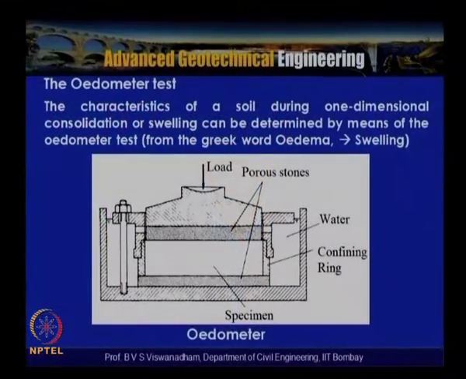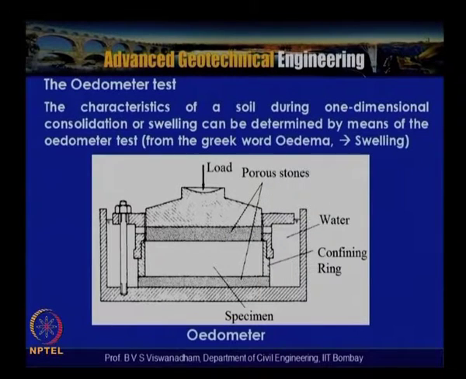In order to determine the consolidation characteristics in the laboratory, the test which is used is called the oedometer test or consolidometer test, and in this slide a typical oedometer is shown. The characteristics of a soil during one dimensional consolidation or swelling can be determined by means of the oedometer test. The name oedema is derived from the Greek word meaning swelling. Hence the name oedometer has come like this.